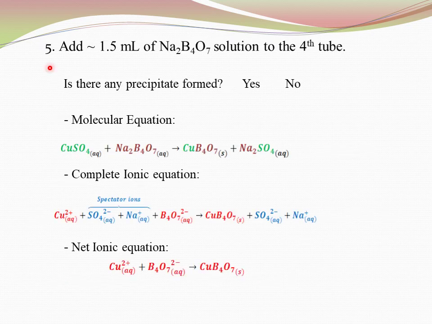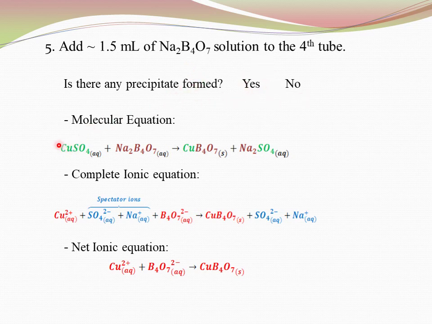Now, in test tube number 4, add 1.5 ml sodium borate. So reaction number 4 is between sodium borate and copper sulfate. Is there any precipitate? Yes or no?